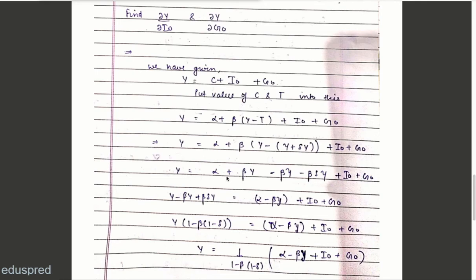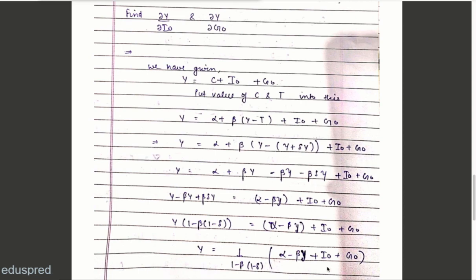Taking all the terms with Y on the left hand side, I get Y minus beta Y plus beta delta Y is equal to alpha minus beta gamma plus I0 plus G0. Taking Y common, I get Y multiplied by (1 minus beta) multiplied by (1 minus delta) is alpha minus beta gamma plus I0 plus G0, or Y is equal to 1 divided by (1 minus beta)(1 minus delta) times (alpha minus beta gamma plus I0 plus G0).